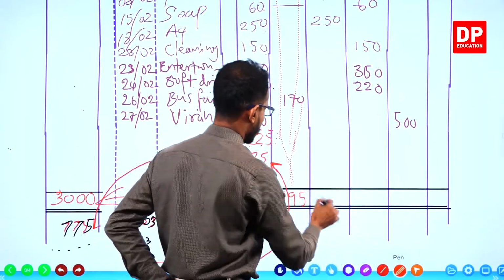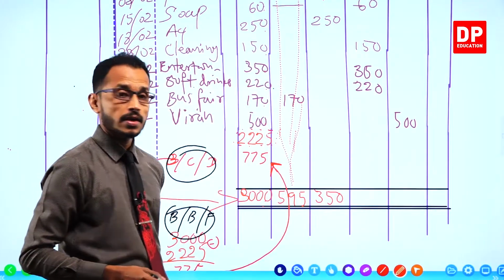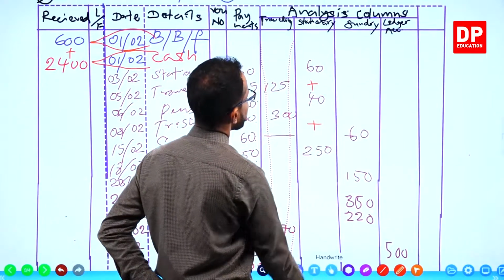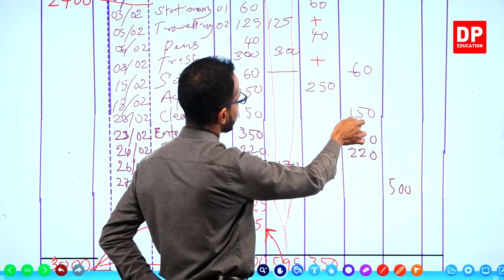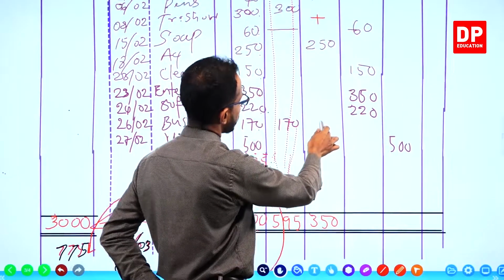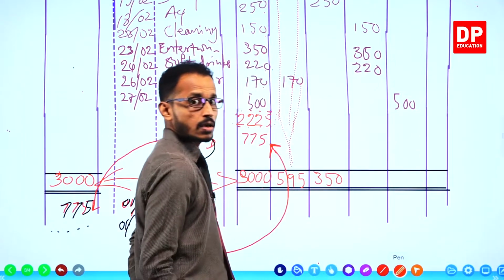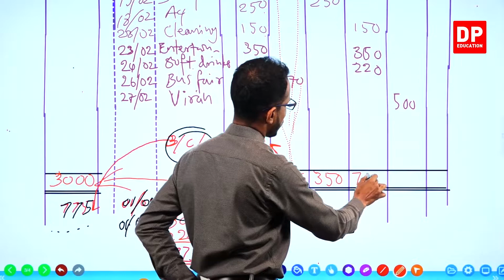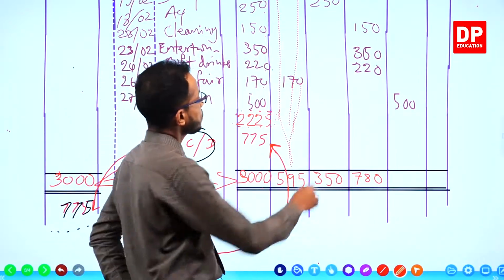$350, right? 350. Yeah. Take the total of the next column, which is the sundry column. You get how much? 700, and how much do you get? 780. 780.